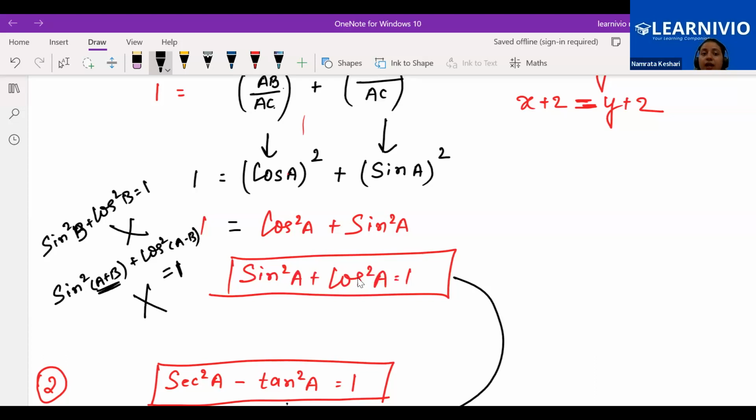This angle and this angle have to be exactly the same. If that is A plus B, this is A plus B. Or maybe both are A minus B. Then only we can use the identity and we can say the result will be 1. Getting me? Yeah, I got it.